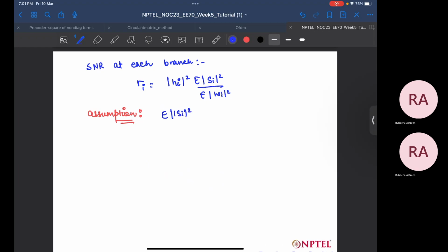Expectation of si^2 is Ps, and expectation of wi^2 is sigma_w^2. So what about this ratio, expectation of s^2 by expectation of w^2? This is Ps by sigma_w^2. This you can say is the SNR of each channel.